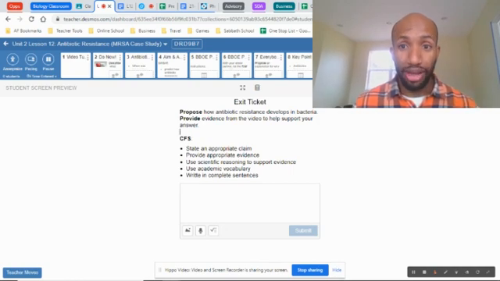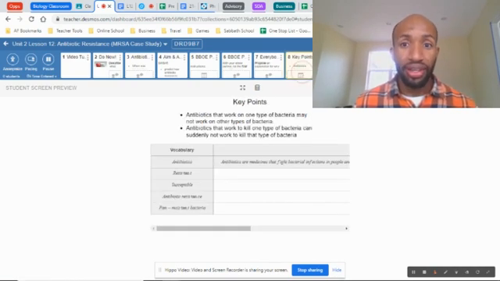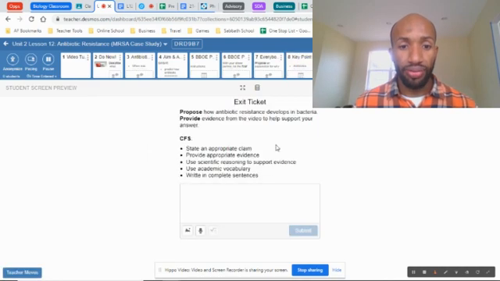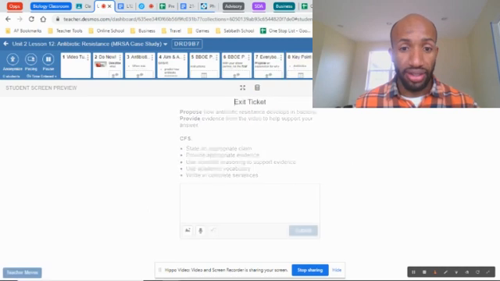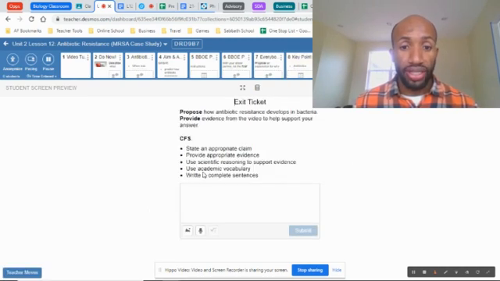which are some of the vocabulary words that you learned here on slide number 8 in your writing. So you should have all of these words in your exit ticket. You will also need to write in complete sentences, which I'm sure you guys already knew.